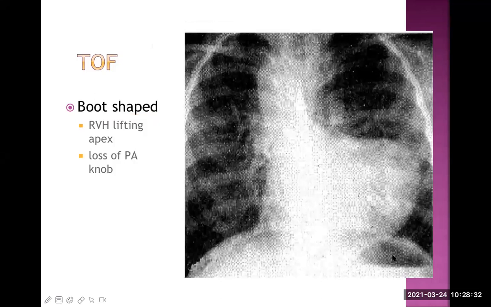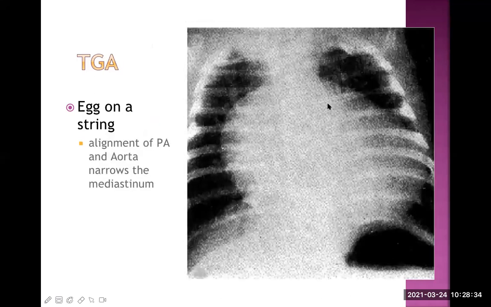Let's move on. Now, another is TGA, transposition of great arteries. This is known as egg on a string appearance, exactly like an egg from the lateral side. When we see an egg, it looks like this, egg on a string appearance.